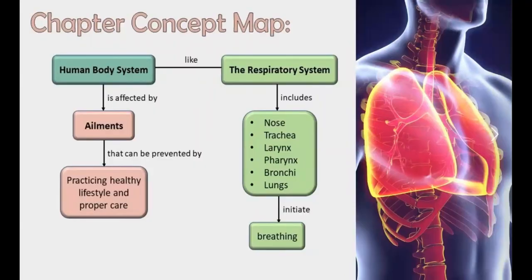We've learned a lot about the respiratory system in this discussion. Remember that the human body system, like the respiratory system, includes the nose, trachea, larynx, pharynx, bronchi, and the lungs that initiate breathing, that is affected by ailments that can be prevented by practicing a healthy lifestyle and proper care.